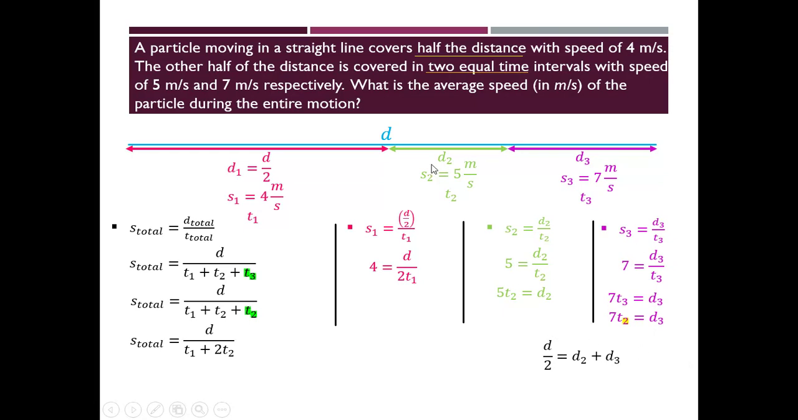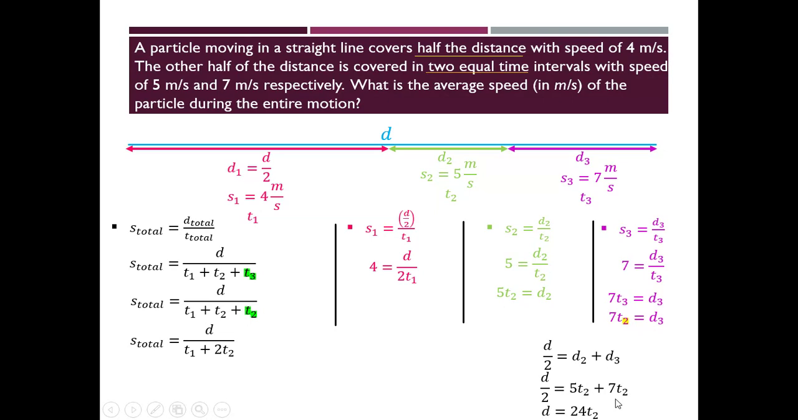Well, if the total length is D, green D2, purple D3 must add up to equal half of that. So half of the total length, which is D over 2, must equal D2 plus D3. Well, I can substitute out D2 being 5T2, and I can substitute out D3 now for 7T2. So once again, you have two like terms here, 5T2 and 7T2. You can combine that. That'll be 12T2.